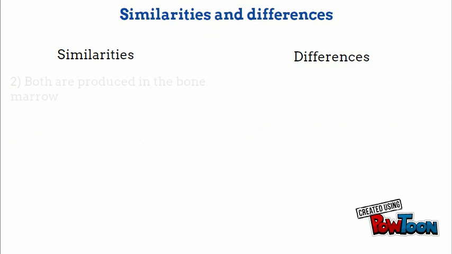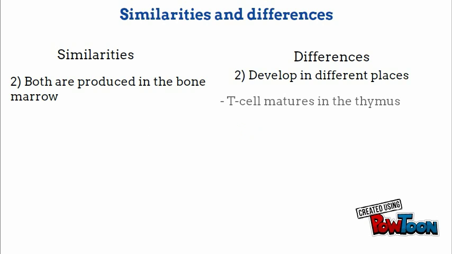A similarity is that they both are made in the bone marrow. However, the T cell migrates and develops and matures in the thymus, while the B cell remains in the bone marrow to mature.